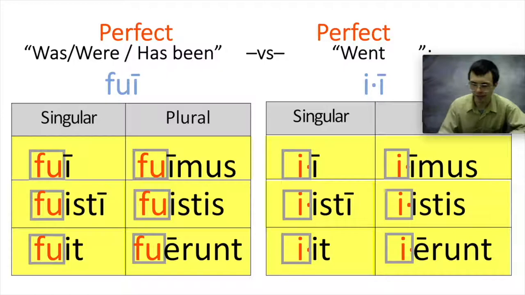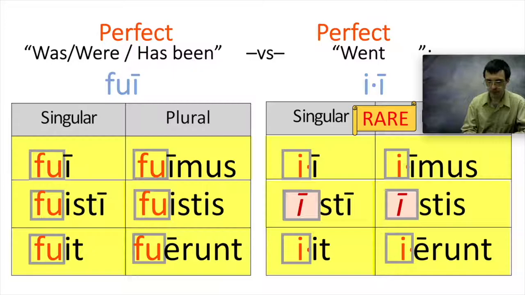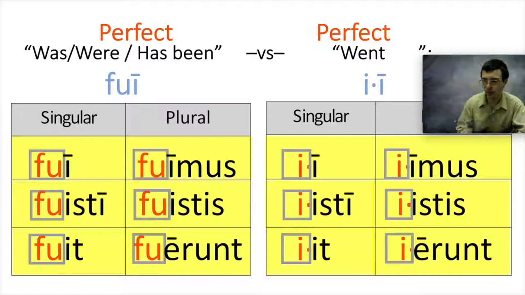So the only thing I'd really point out to you is that you really want to separate the two syllables, the two I's: ii, iisti, iit, iimus, iistis, ierunt. Okay, so the double I is the tip-off of, oh, this is the perfect of to go, went. Alrighty, and occasionally the double I will condense into one long I, isti or istis, but that's pretty rare. I won't use these, so I'm just putting them in here just in case you ever run into that. This is what I'll use instead.